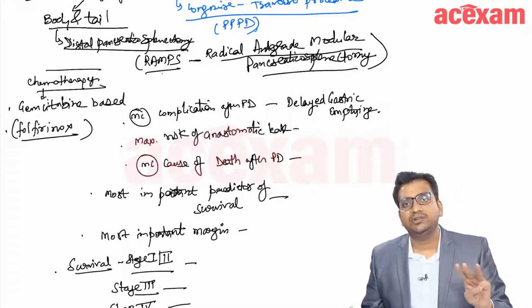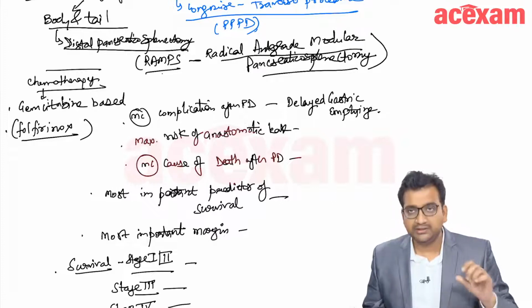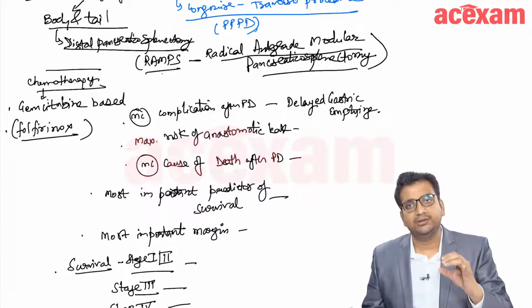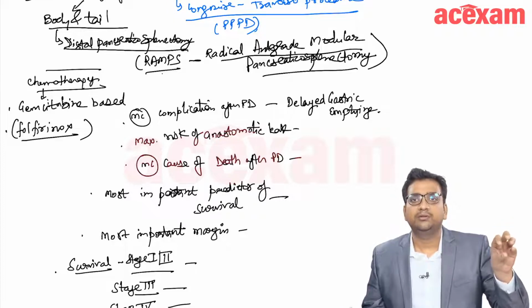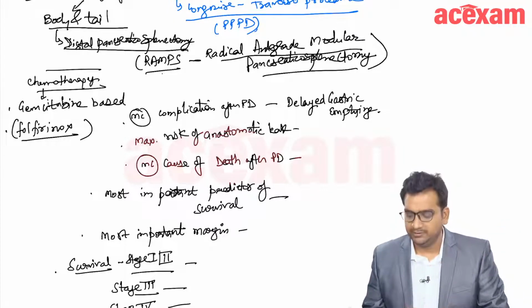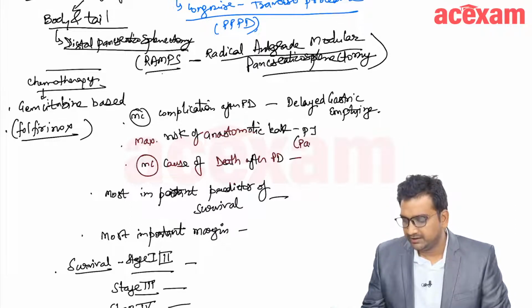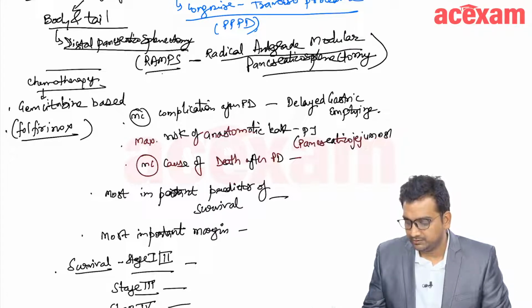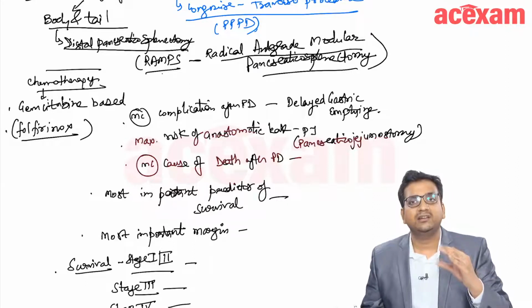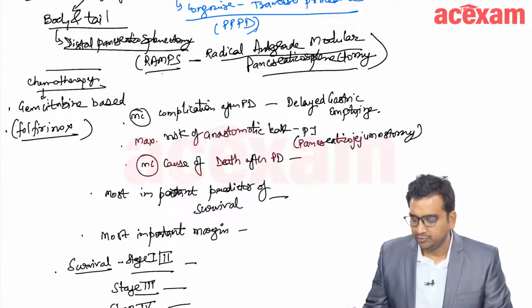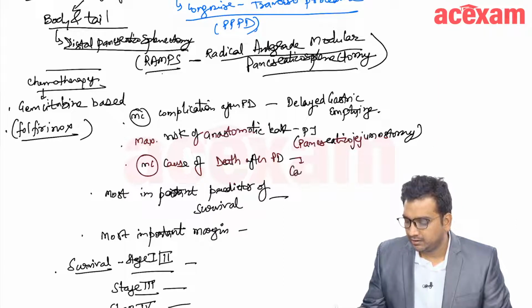There are 3 anastomoses in total, and out of these 3 anastomoses, that is pancreaticojejunostomy, hepaticojejunostomy and a gastrojejunostomy, maximum risk of anastomotic leak is with PJ or pancreaticojejunostomy, because pancreas is generally soft and fragile. It does not hold the sutures well. Okay. And the most common cause of death after pancreaticoduodenectomy is cardiopulmonary complications.